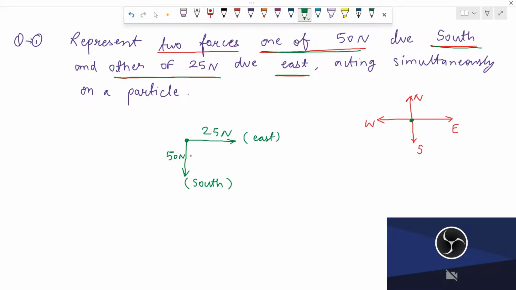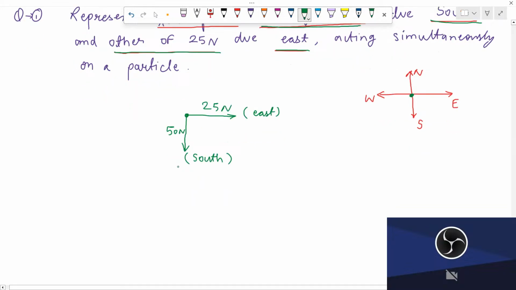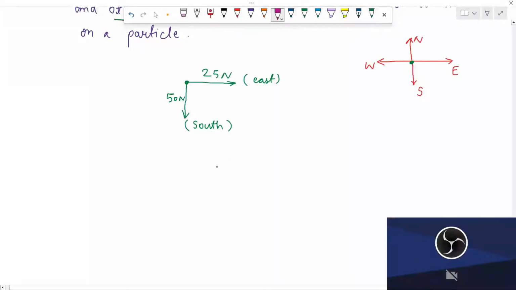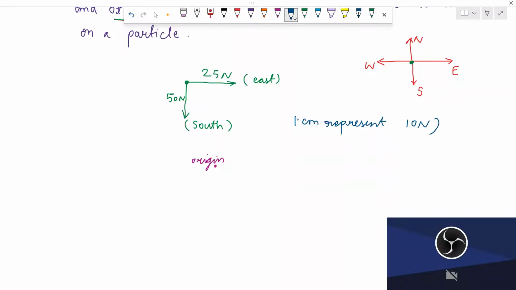So how will we represent these forces in graphical mode? We'll take a graph paper and make an origin at the center, and let us consider that 1 Newton represents 1 centimeter. Or for simplicity, we can take 1 centimeter to represent 10 Newton. This will be simpler.